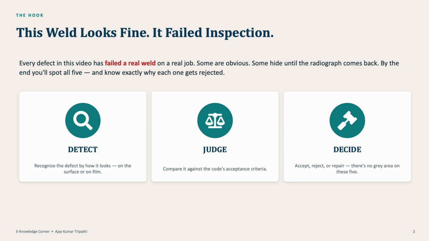I am Ajay, Senior Quality Manager. I am also a certified ASNT Level 3, along with other certifications.